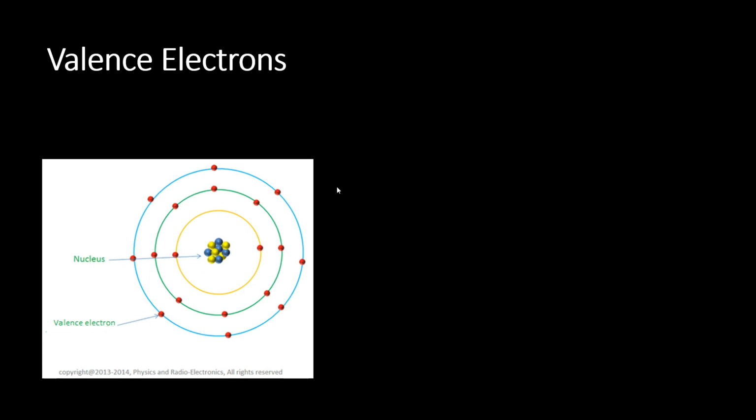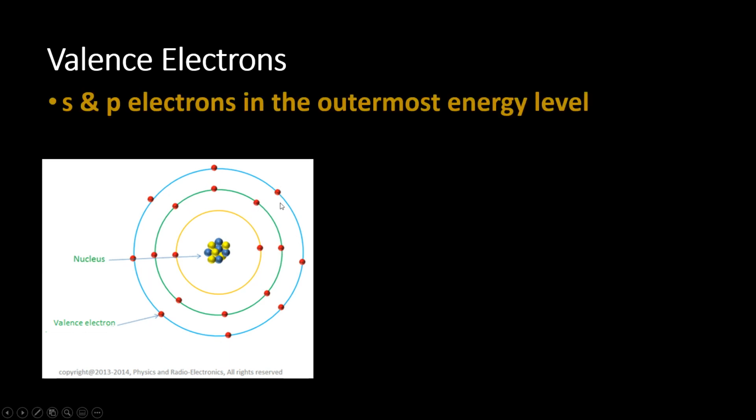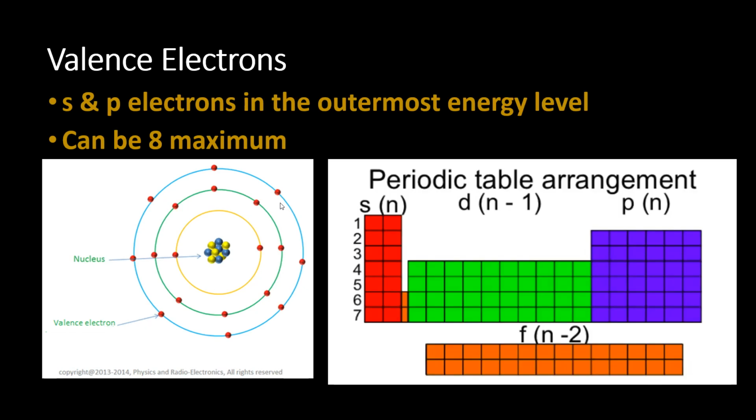All right. So valence electrons are the outermost electrons, sort of the vanguard, the first ones you run into, the front lines, as it were, when 2 atoms come together. They're always just going to be in the S and P, and they thus have a maximum of 8.